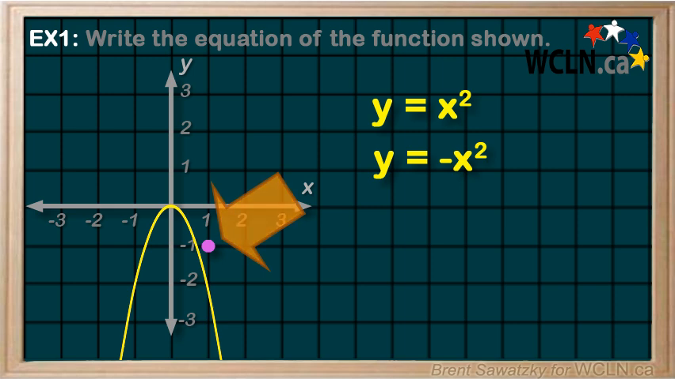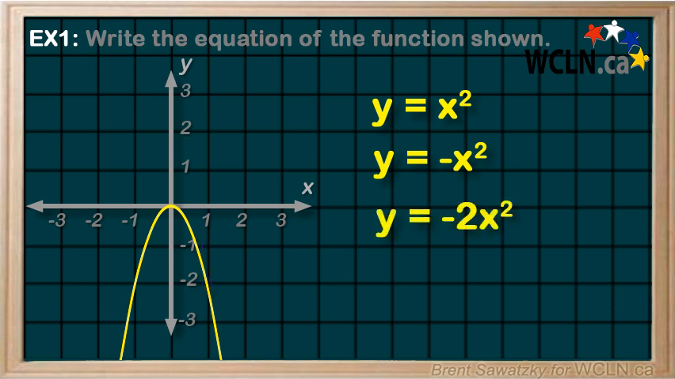Now our graph doesn't pass through this point, that is (1, -1). Instead, it passes through (1, -2) here. So yeah, our graph is definitely skinnier than our base quadratic. So our function drops more quickly, and we could say that it is expanded vertically, or expanded in the vertical direction.